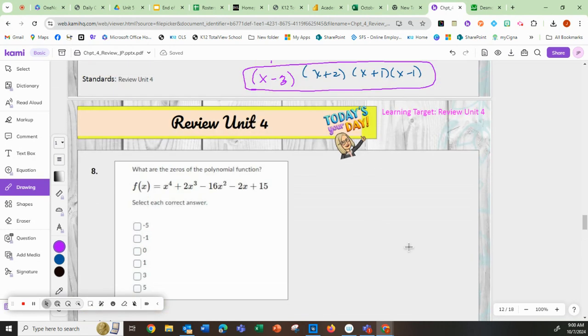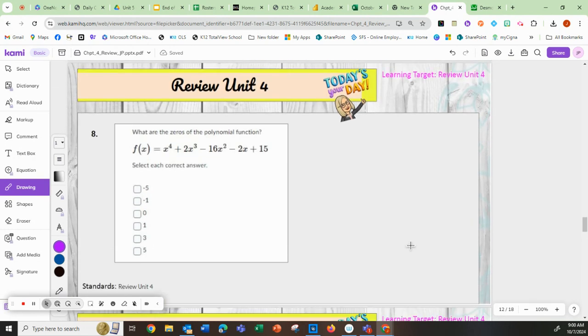Okay, on number 8, it says, what are the zeros of the polynomial function? So I would suggest putting this into Desmos and seeing where it crosses the x-axis. Again, you're looking for x-intercepts, where the graph crosses the x-axis. On this one, I got -5, -1, +1, and 3.